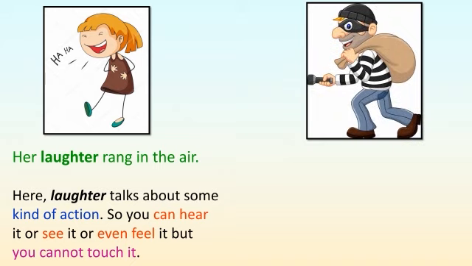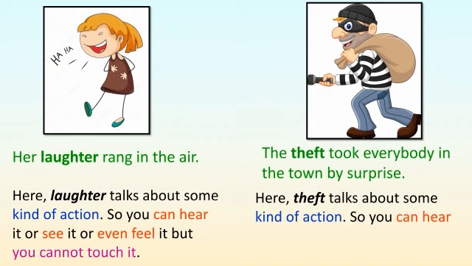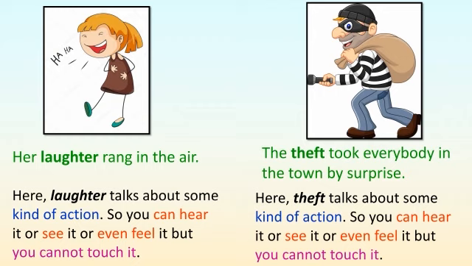One more example. The theft took everybody in the town by surprise. Here, theft talks about some kind of action. So, you can hear it or see it or even feel it, but you cannot touch it. So in these two sentences, laughter and theft are examples of abstract nouns showing action.